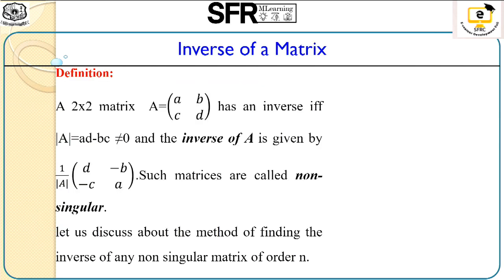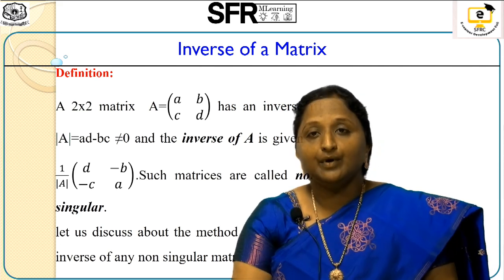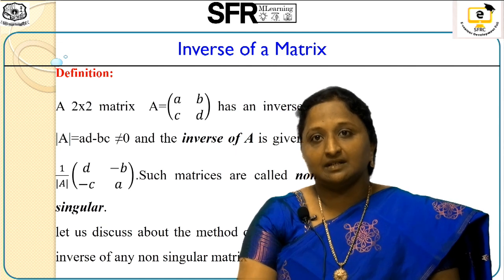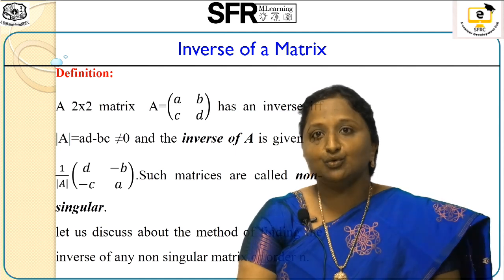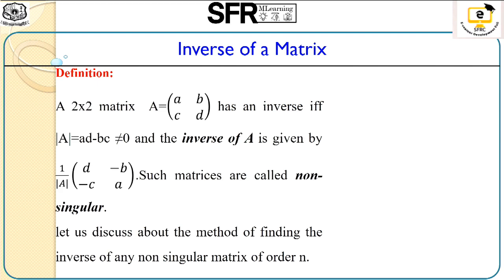First of all, I want to define the inverse of a matrix. We all know about 2 cross 2 matrices. I am taking simply a 2 cross 2 matrix A equal to [a, b; c, d]. It has an inverse if and only if the determinant is not equal to 0. Then only I can find the inverse of matrix A, which is given by 1 by determinant of A times [d, minus b; minus c, a]. Such matrices are called non-singular matrices.